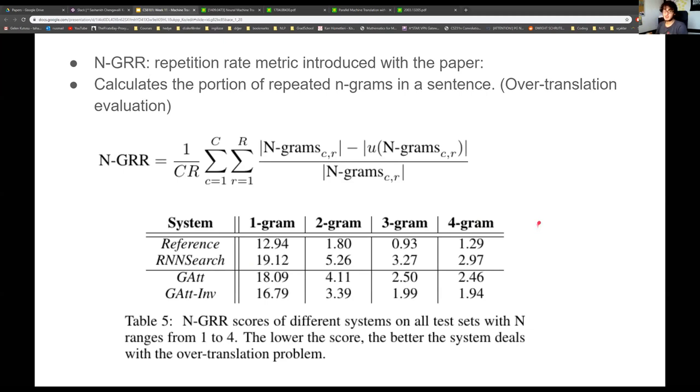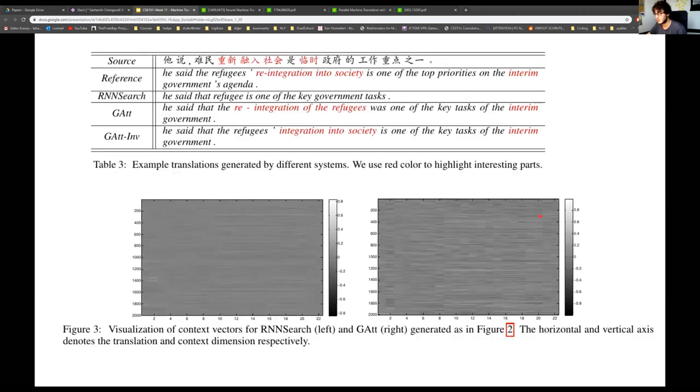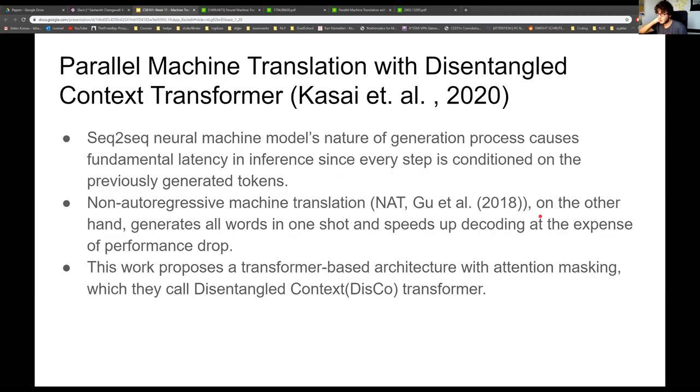So this was a basic sequence-to-sequence model that I thought would be beneficial after introducing the attention mechanism. Now I'll go on to another paper.